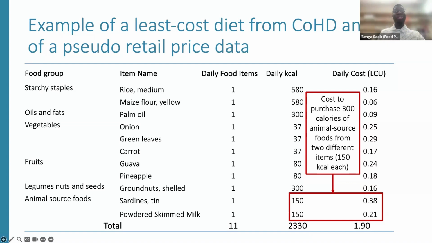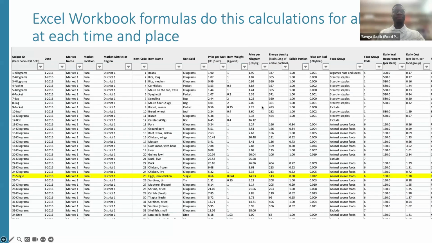Of course, this calculation will not be done manually. The Food Prices for Nutrition project has these toolkits available, and I will show where you can download them shortly. When you put in your food price data, you are able to generate all of this calculation automatically.